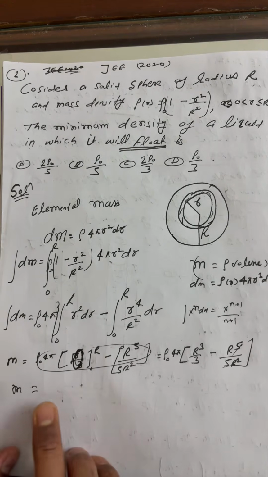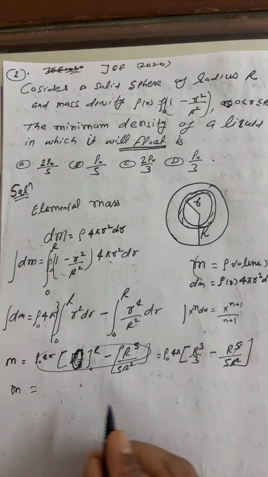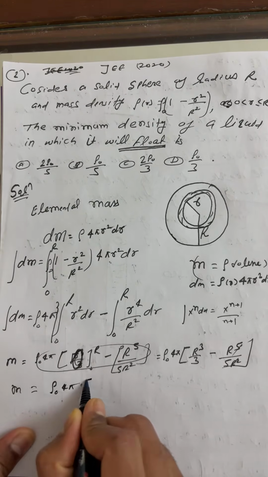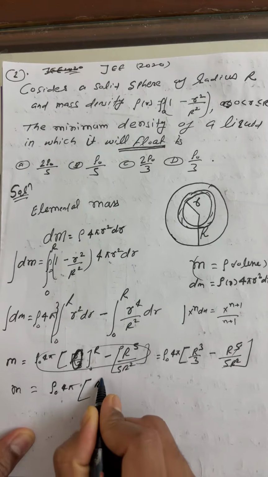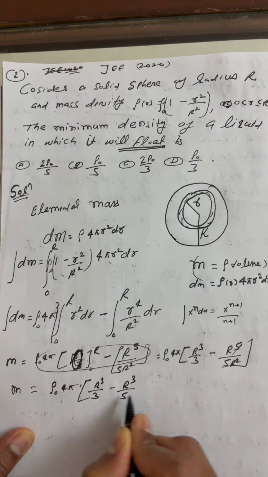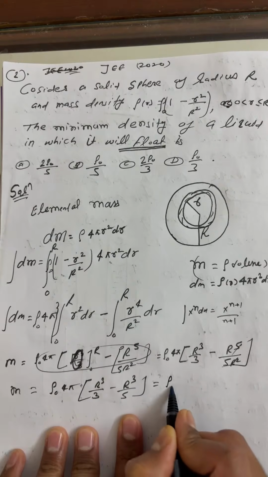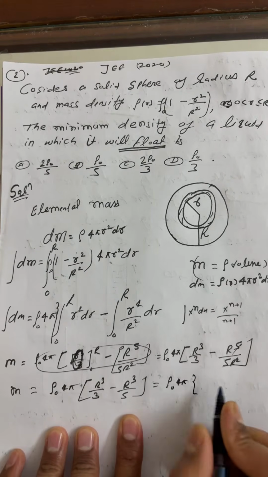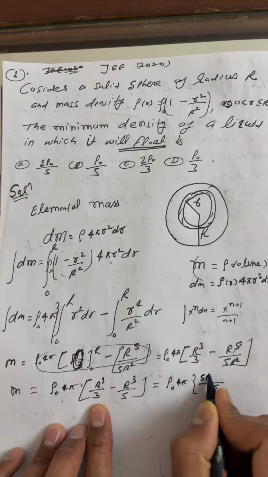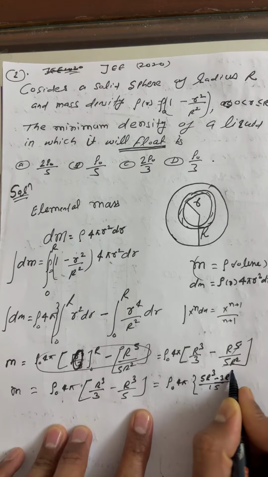Now, I want to continue with the same numerical. What is the mass? This is rho naught 4 pi, r cube by 3 minus r cube by 5. Just take the LCM here: 3 and 5 give 15. So this is rho naught 4 pi by 15, into 5 r cube minus 3 r cube.